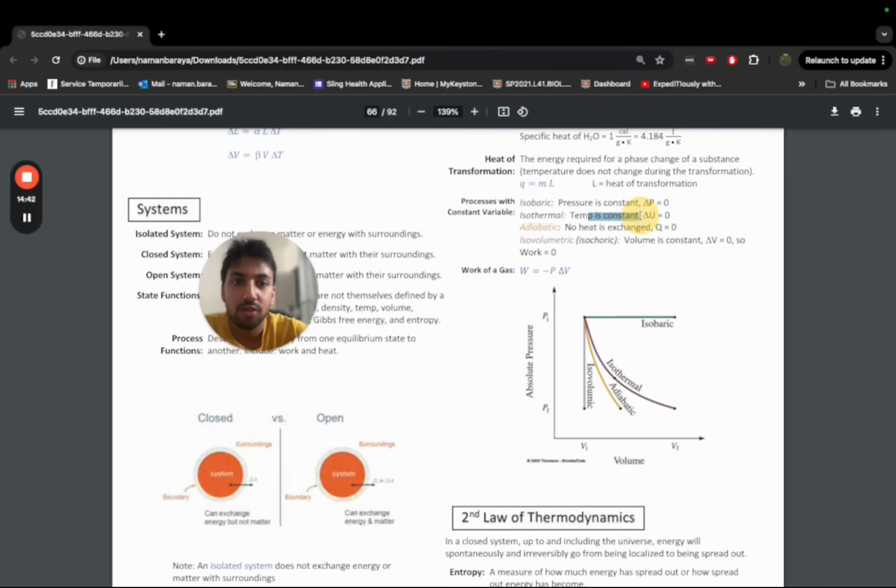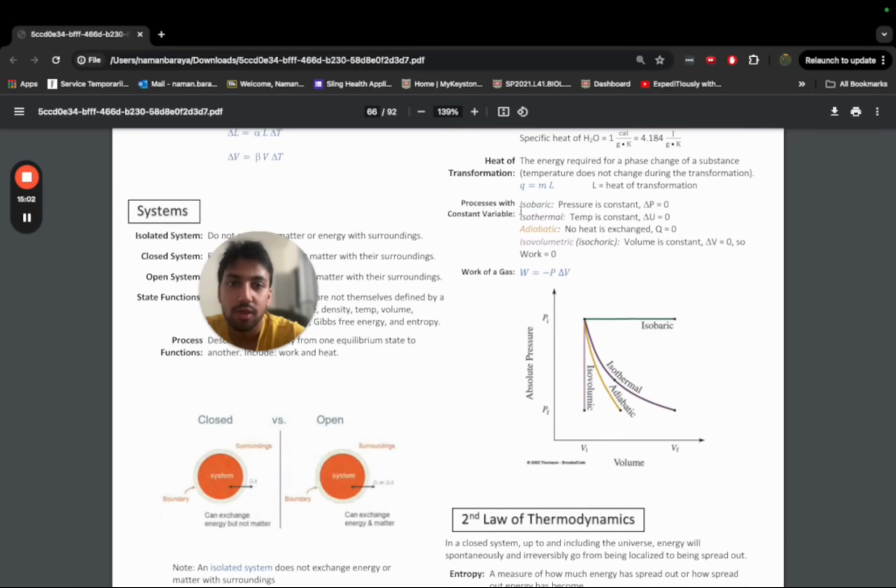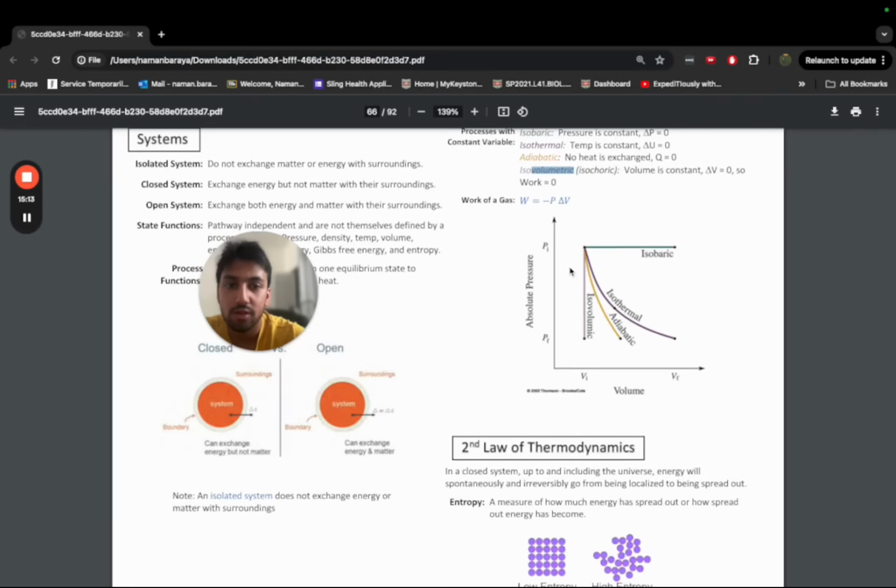Isothermal is when the temperature is constant, and so the change in U is 0. The reason for that is that when the temperature is constant, there's no change in internal energy, and so the change in U is 0. And then isobaric is when the pressure is constant, so the change in P is 0. You can understand them from the words themselves: isobaric, pressure; isothermal, temperature; adiabatic, heat; isovolumetric, volume. This is how you can look at these equations.